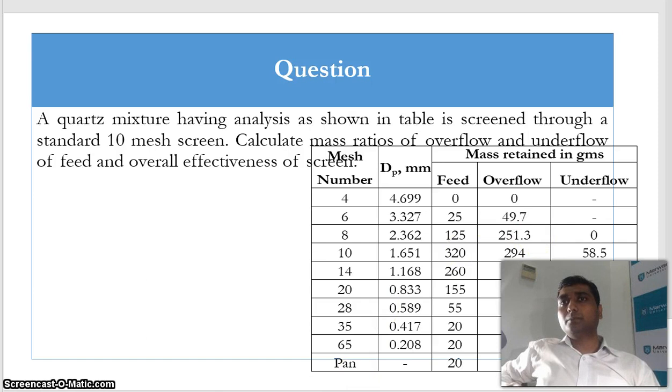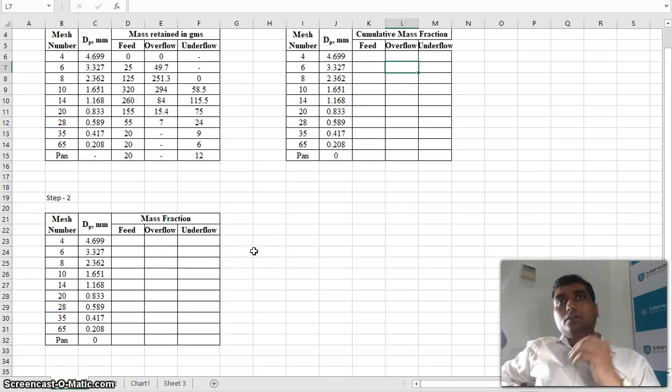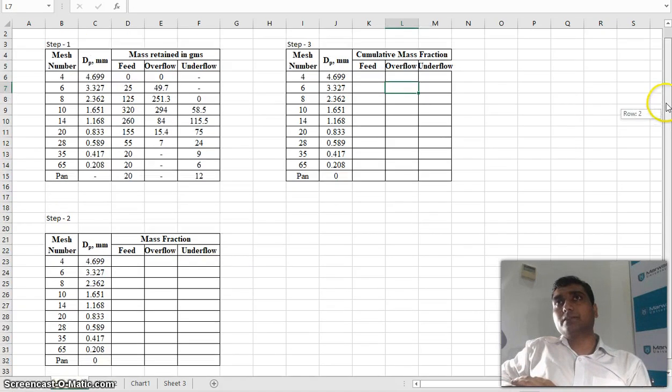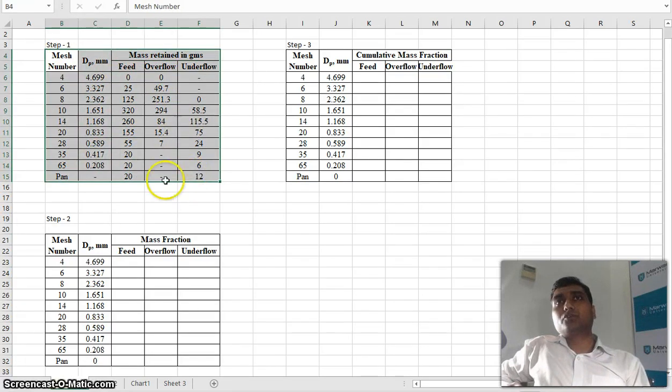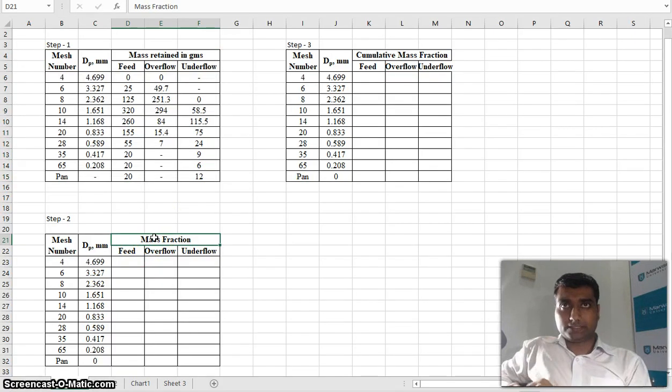I hope you are aware of the various steps which we discussed in the last class. The first step is to find the mass retained. If it is given, that is fine. If not, you have to take these values, right? This is the given table. Next you have to find out the mass fraction. So the first question is how to find the mass fraction for feed, overflow and underflow, right?